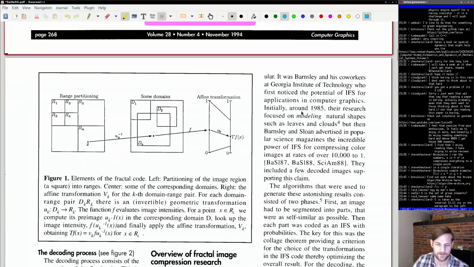But let me see if we can figure it out in figure 1. So elements of the fractal code. Left is the partitioning of the image region, a square, into ranges. Yep, that's fine. That's what we expected. Center is some of the corresponding domains. Okay, so I don't exactly know how R1 over here is related to D1 and R2 is related to D2. Maybe they don't have to be specifically related. But here we do see that R_k is moving into D_k.